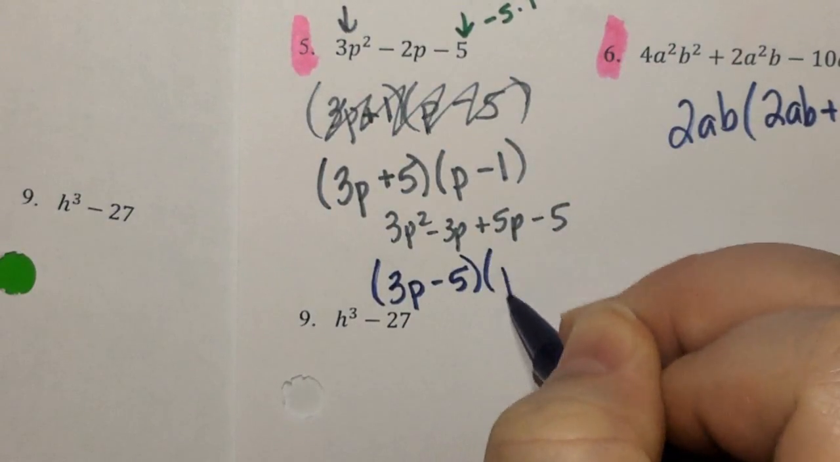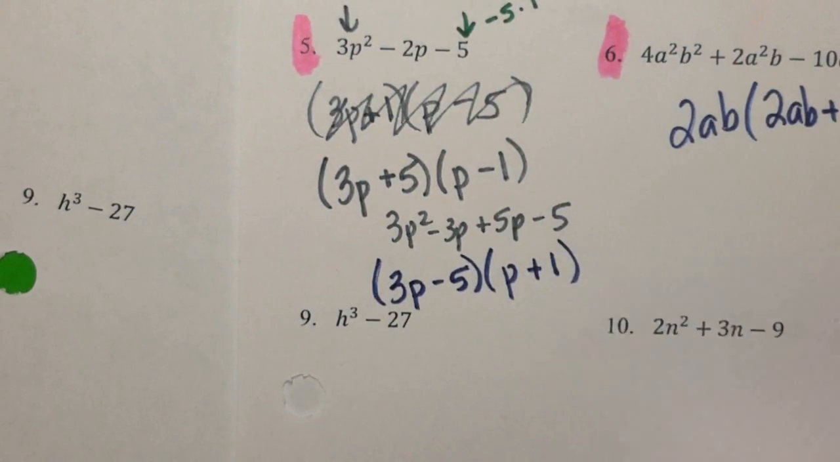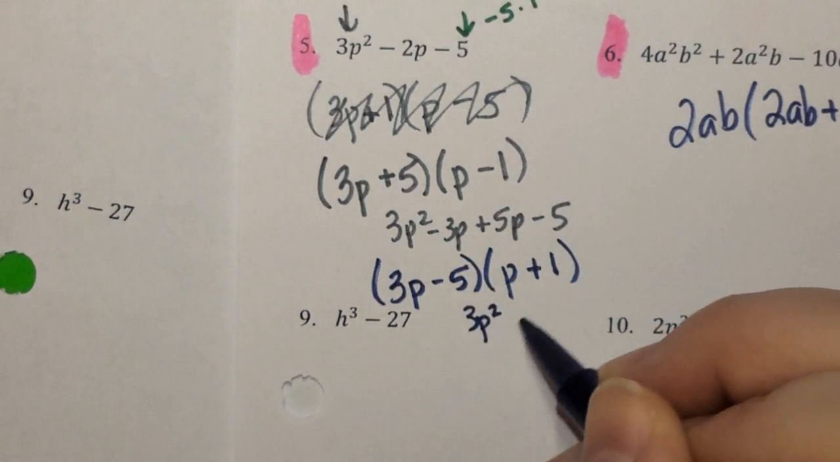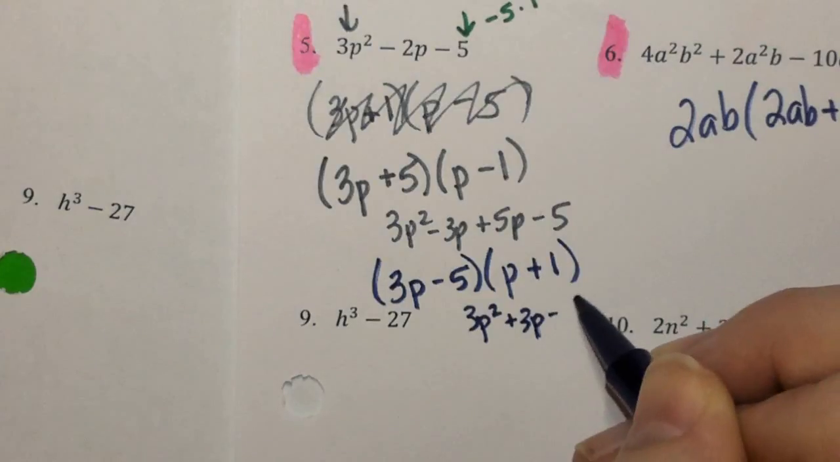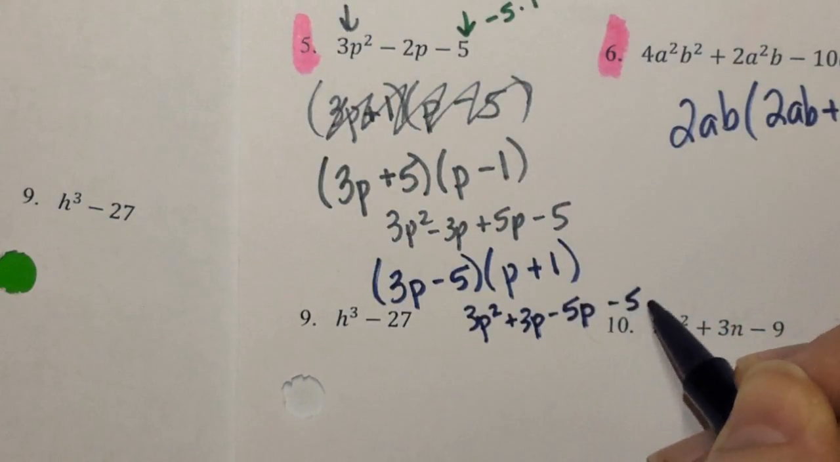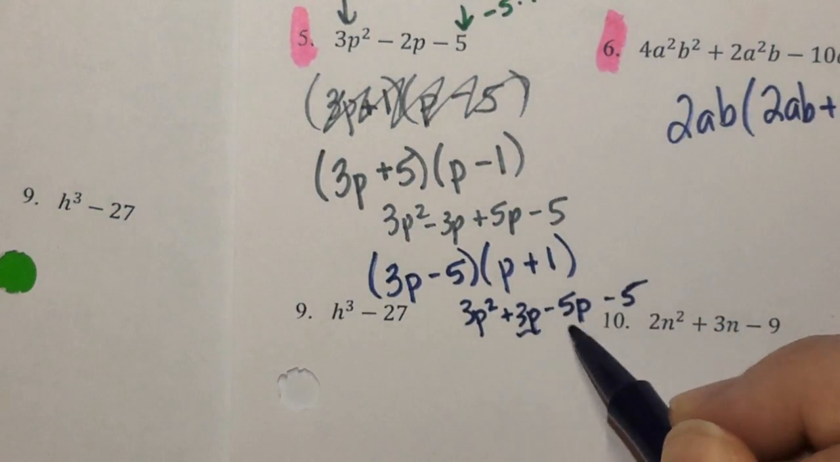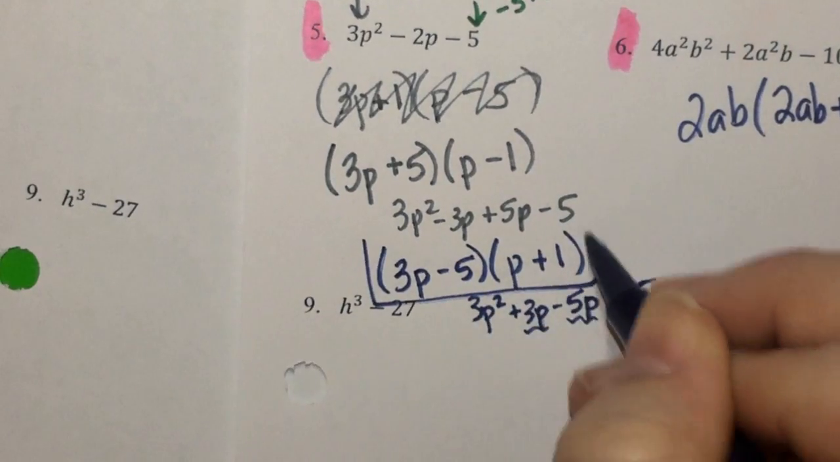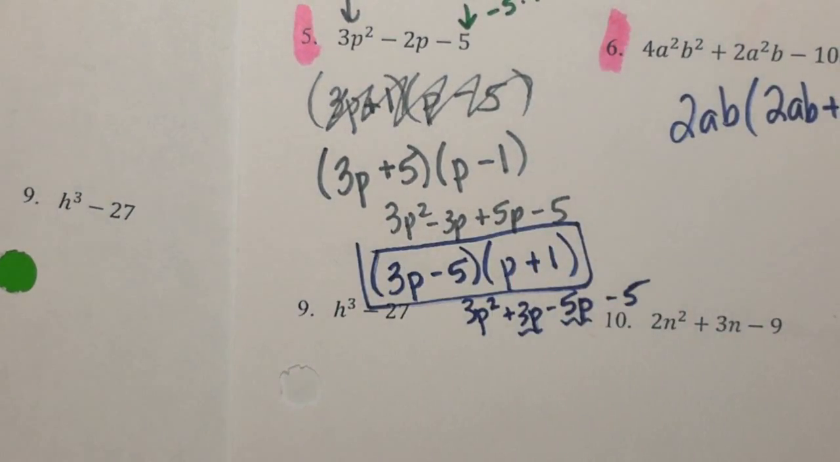5 is probably right. Let's see if he is before we give him that point. 3p squared, yep. Plus 3p minus 5p minus 5, yes. When we combine the outer and the inner, we would get a negative 2p, so 5 can have another point. He is correct on his factoring.